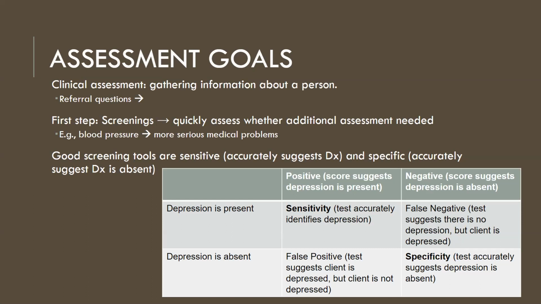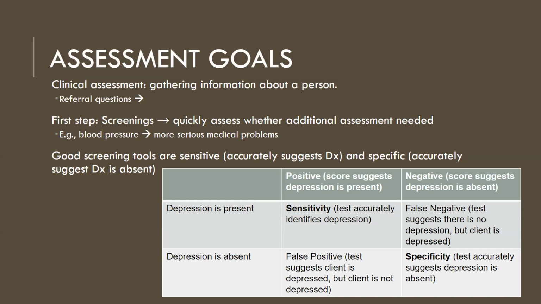Similarly, if in a mental health setting, a patient says that they are feeling sad, that doesn't automatically mean that they are depressed, but it means that we need to ask additional questions. Good screening tools are both sensitive and specific. Sensitive means that the test is accurately suggesting the diagnosis when the diagnosis is present. So the person is depressed and the tool is saying, yes, this person is depressed. Specificity is accurately suggesting the diagnosis is absent when in fact it is. So the test telling us this person is not depressed when in fact they are not depressed.